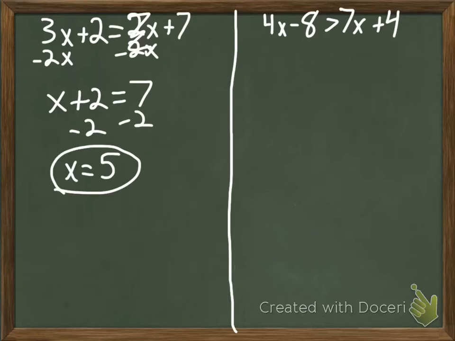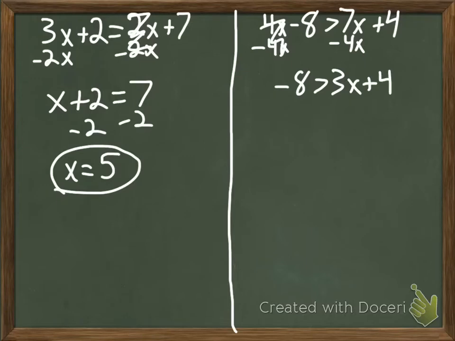So if we look at the inequality, we have variables on both sides. We have 4x and 7x. So we need to move the smaller to the bigger. So to move 4x, we subtract 4x. So we're left with negative 8 is greater than 7x minus 4x, which is 3x plus 4.